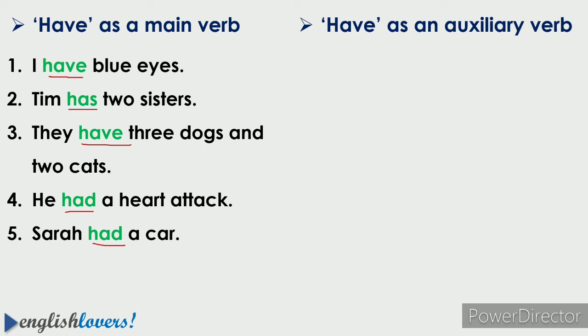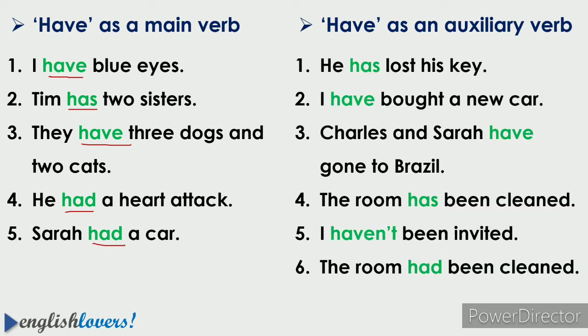Now we are going to study how have functions as an auxiliary verb or helping verb in the sentence. Now see these examples. He has lost his key. I have bought a new car. Charles and Sarah have gone to Brazil. The room has been cleaned. I haven't been invited. So in these 5 examples, there is one common thing, and that is that these 5 sentences are all in present perfect tense.